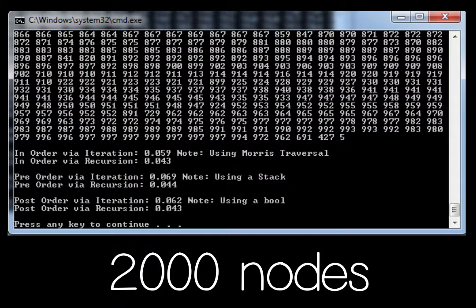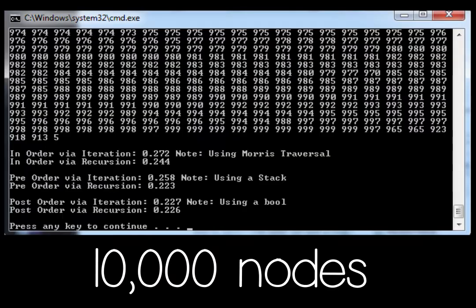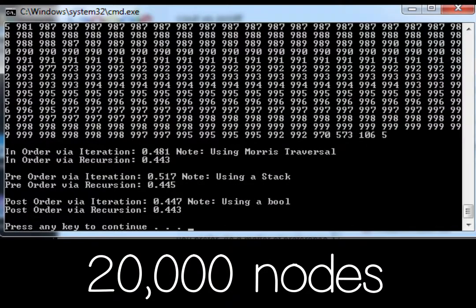So now we have 2,000 nodes and our processing times do appear to be doubling. Let's just go ahead and take it up to 10,000 nodes. And recursion is still more efficient, but our bool function is strangely coming close to beating recursion. So once again, let's double the data and see if the times double. And our times are indeed still doubling.